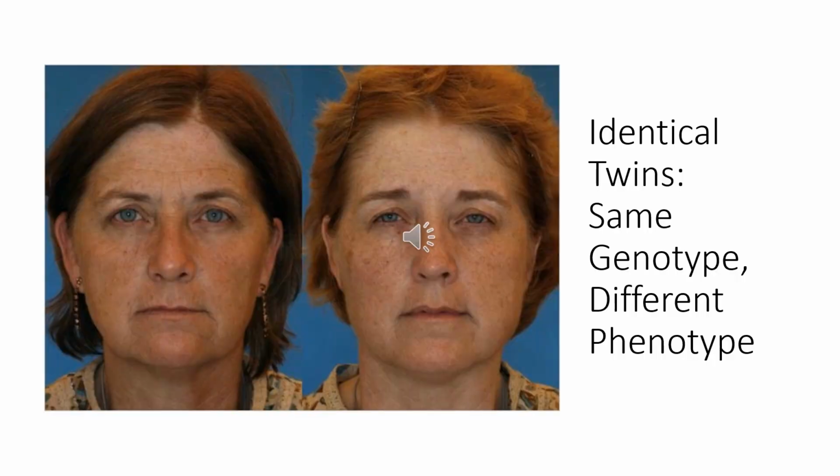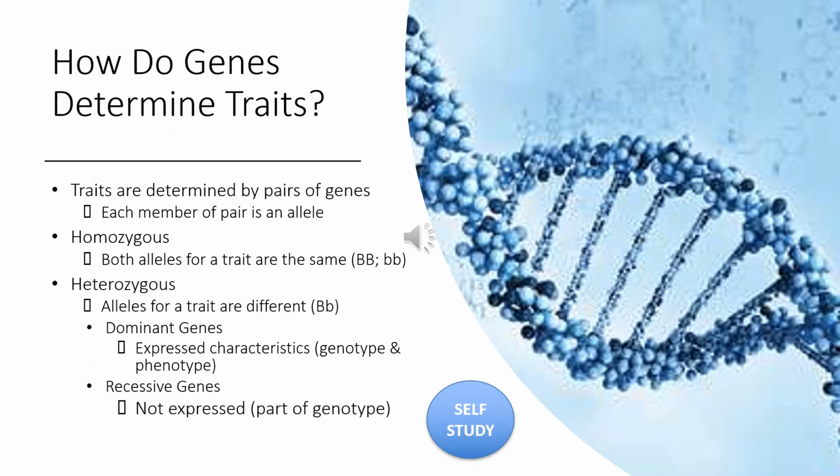This is just a picture of two identical twins in their early 50s, indicating that over time their genotype, while the same, is now expressed differently in terms of their phenotype. This is an example of the influence of the environment on how the genotype gets expressed, and also epigenetics, which we're going to talk more about, how some genes get turned on or turned off. Okay, so I've got this marked as a self-study as well.